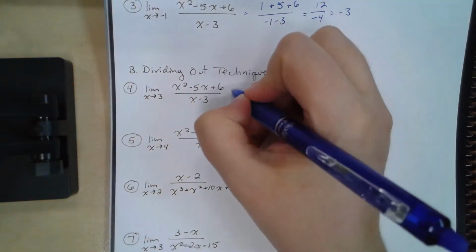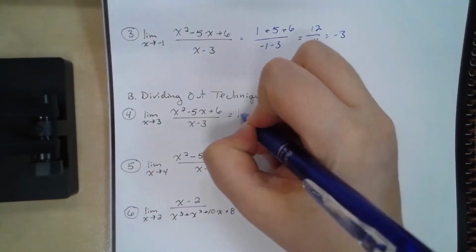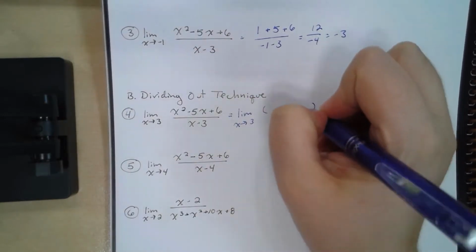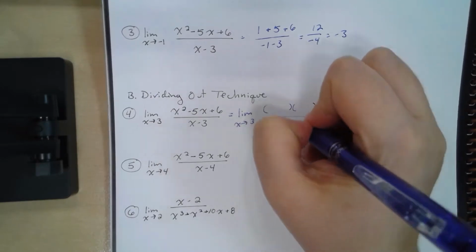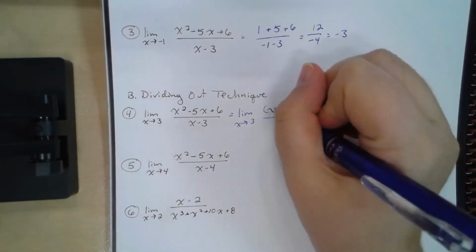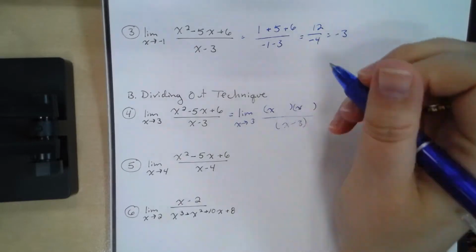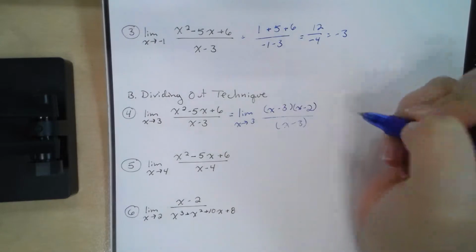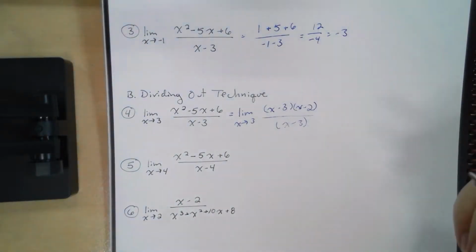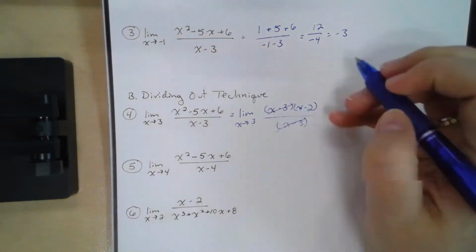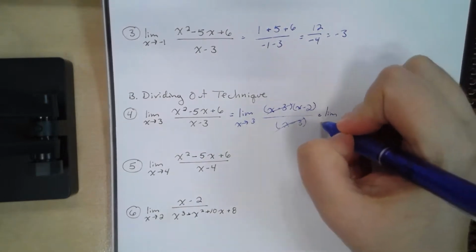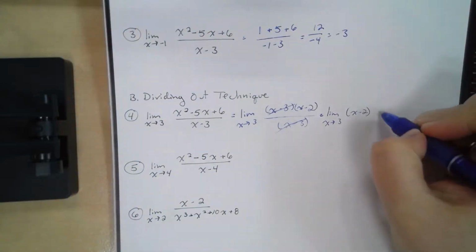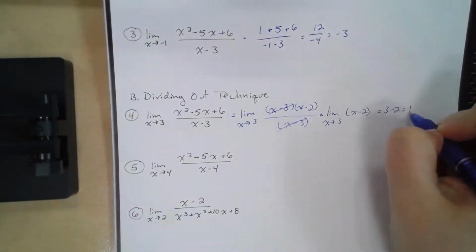So I'm going to divide this out, rewrite this as the limit as x approaches 3. And we're just going to factor the top. I'm going to leave that x minus 3 in the denominator. The top looks like we're going to have x minus 3 and x minus 2. So if we do that, we divide out, we get the limit as x approaches 3 of x minus 2, and then 3 minus 2 is of course 1.